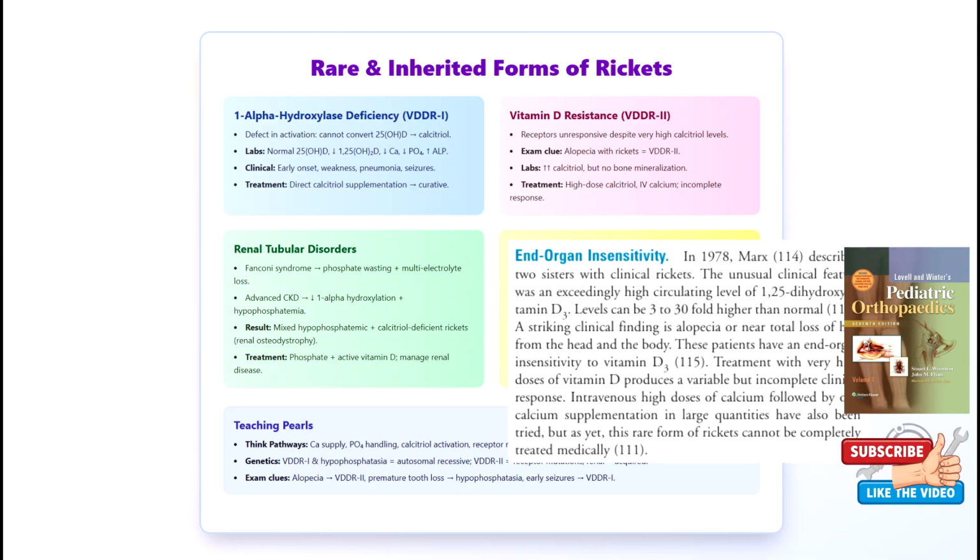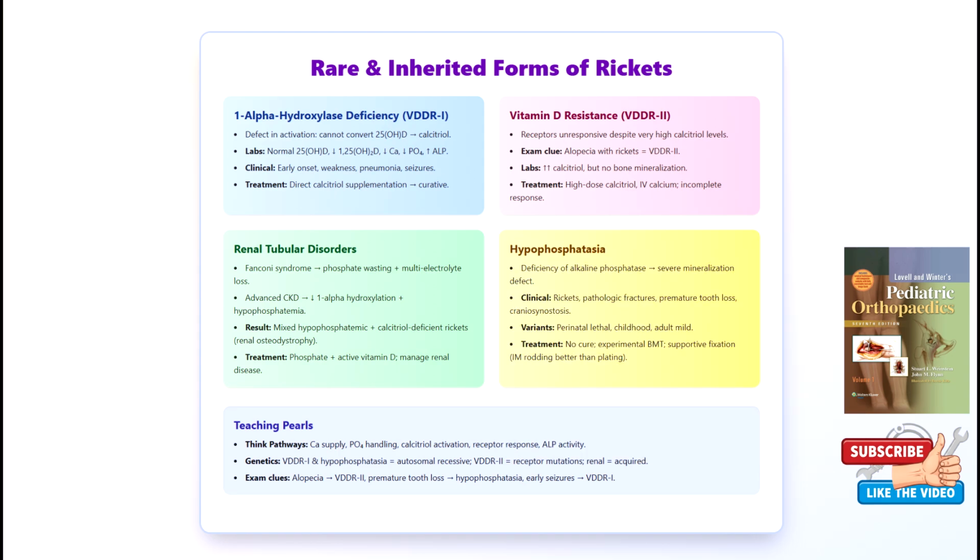Clinically, one of the striking features is alopecia, either partial or complete, affecting both scalp and body hair. This is a very helpful exam clue. If you are given a vignette of a child with rickets and alopecia, think of vitamin D resistance. Laboratory findings show elevated calcitriol but failure to mineralize bone. Treatment is much more difficult. Very high doses of calcitriol have been tried, as well as high-dose intravenous calcium followed by oral supplementation, but the response is incomplete. This is one of the rare forms of rickets where medical therapy is unsatisfactory.